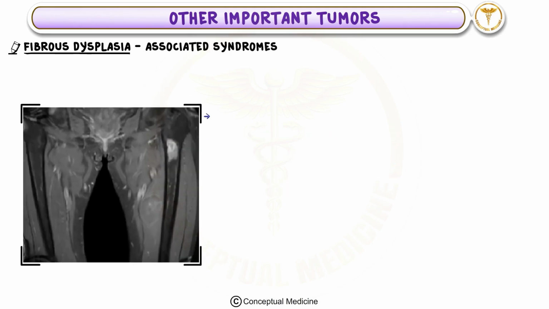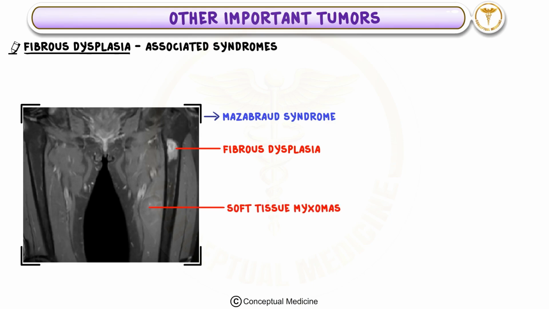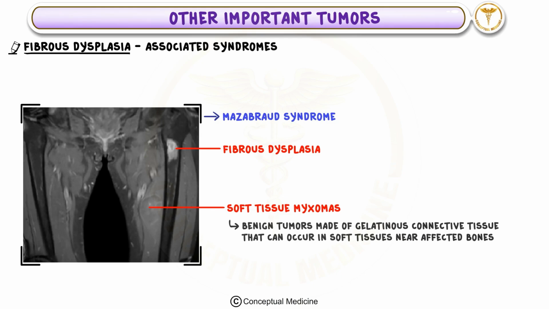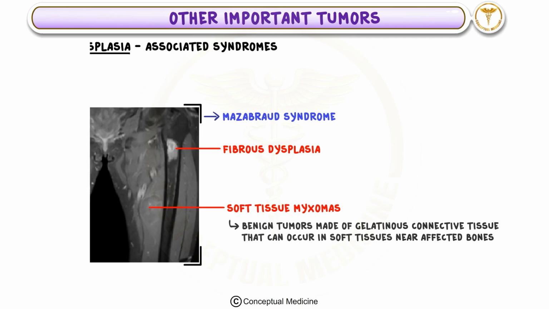2. Mazabraud syndrome. Another associated condition is Mazabraud syndrome, where fibrous dysplasia is seen along with soft tissue myxomas. These are benign tumors made of gelatinous connective tissue that can occur in the soft tissues near the affected bones.